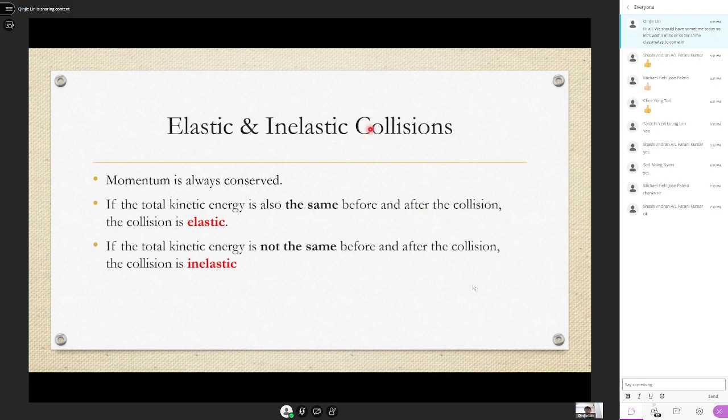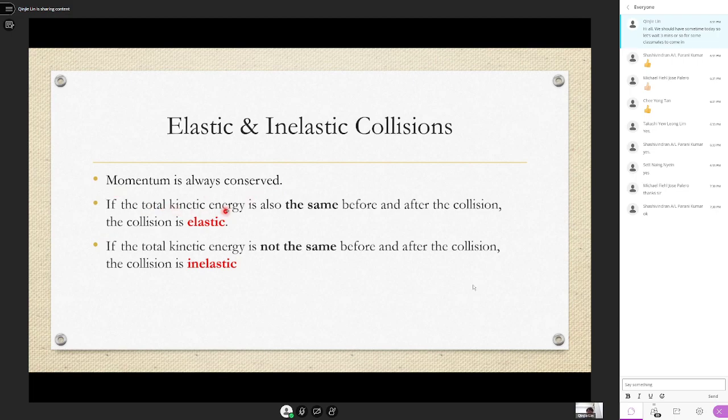There are in general two kinds of collisions which we will study now. One is elastic collision, and the other is inelastic collision. So what's the similarity? In all forms of collision, the similarity is that momentum is always conserved. No matter what kind of collision it is, momentum must always be conserved. It's like energy that way.